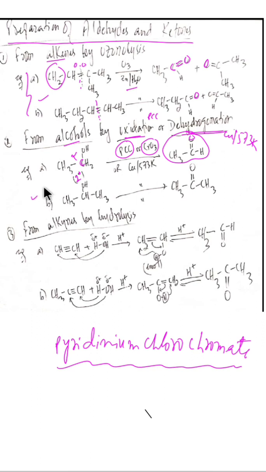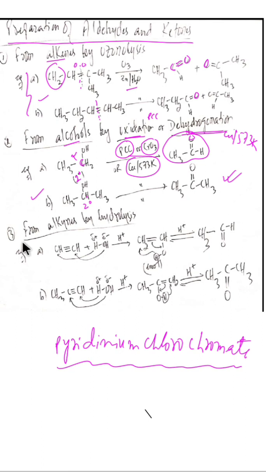And in the second example I am taking a secondary alcohol. This is propan-2-ol, and these hydrogens will be removed and a carbon-oxygen double bond will be formed to form acetone. So ketone is formed from the alcohol by oxidation or dehydrogenation.